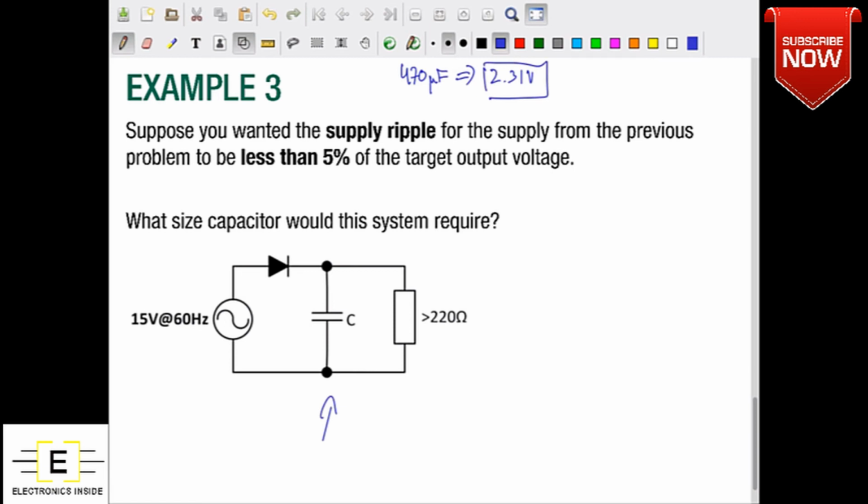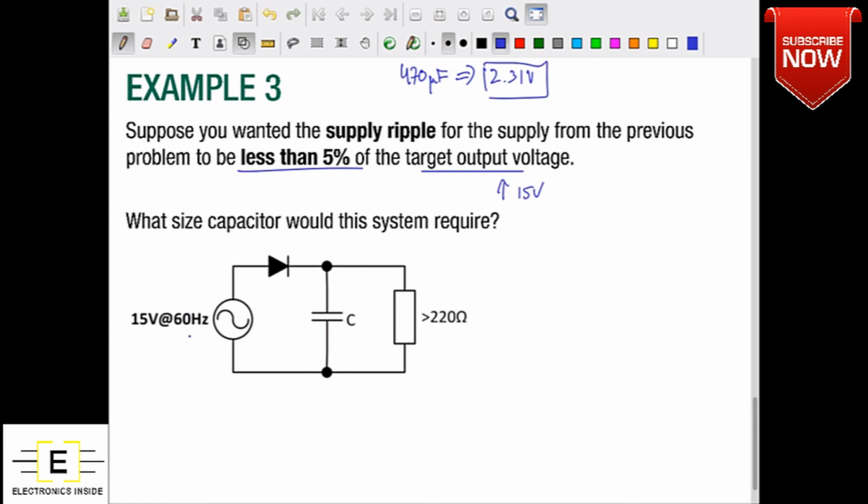And we hinted at the fact that if we wanted to decrease that supply ripple to something manageable, a good way to do that would be to increase the size of this filter capacitor. Now, suppose I consulted some other specification, took a look at this output system, did some more research, and found that in order to have efficient operation of this system, I wanted the supply ripple to be less than 5% of the target output voltage. I'm going to assume that the target output voltage is approximately 15 volts, and any diode losses are not really considered in that target. If you wanted to, you could use the 14.35 figure here.